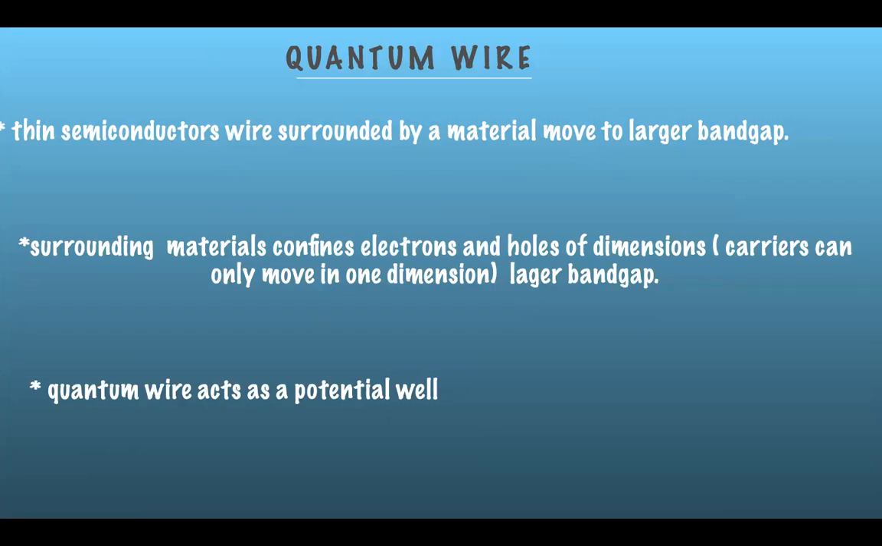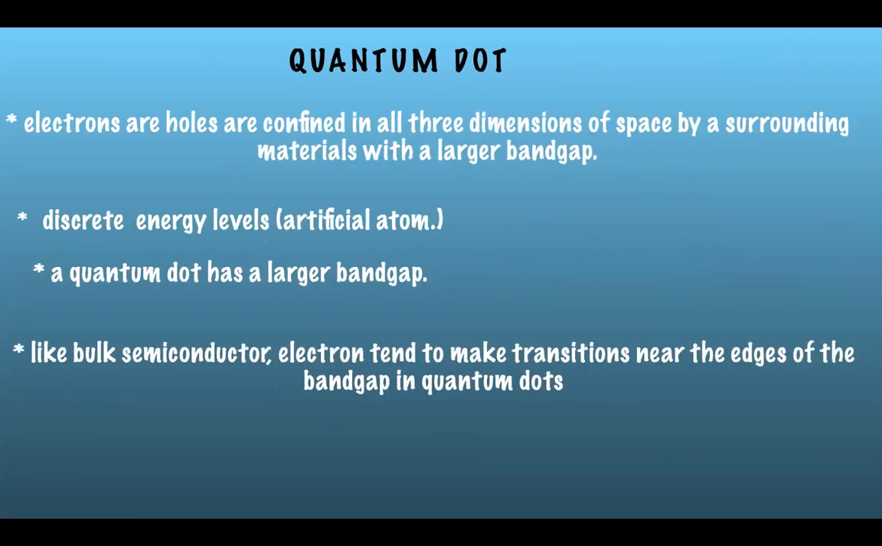And next, quantum dot. What do you mean by quantum dot? Quantum dots are semiconductor particles a few nanometers in size, having optical and electronic properties that differ from larger material particles due to quantum mechanics. So this is what is meant by quantum dots.